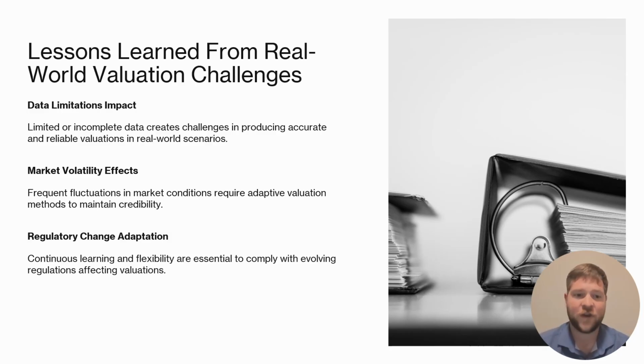Market volatility effects. Frequent fluctuations in market conditions require adaptive valuation methods to maintain credibility, right? So up, down. As I mentioned a couple slides prior to this, make sure you're looking at historical trends, especially in market volatility. If you've got steady growth for 2-3 years, that is your trend. If you've got up 1 year, down the next year, up 1 year, down the next year, that's volatile. Or up 1 month, down the next month, down the next month, down the next month, up again, that's volatile, right? So you've got to be aware of that.